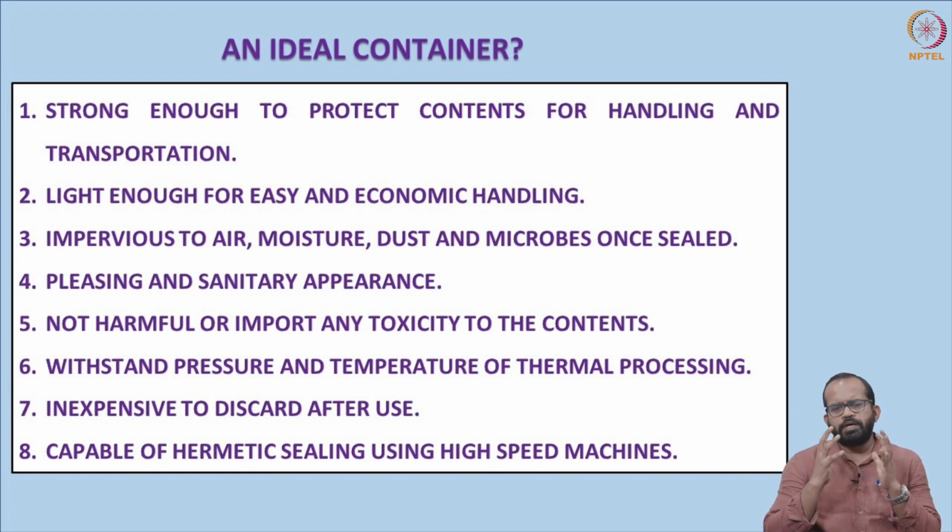Also, it should not be harmful, or impart any toxicity into the content. That property is called migration. The material used for the packaging should not impart any additional constituents into the food. For example, many plastic packaging materials have a lot of chemical constituents which over time may leach into the food and make it toxic or unacceptable for human consumption. So it should not have any migratory property.